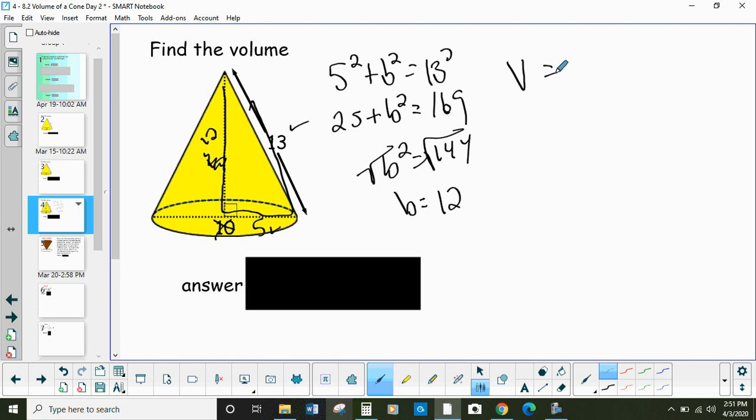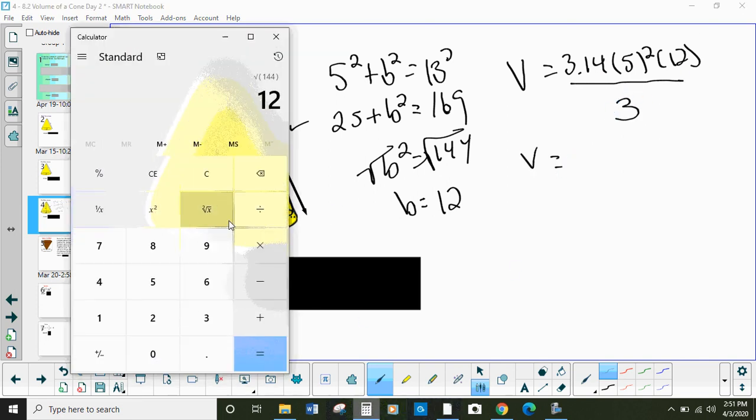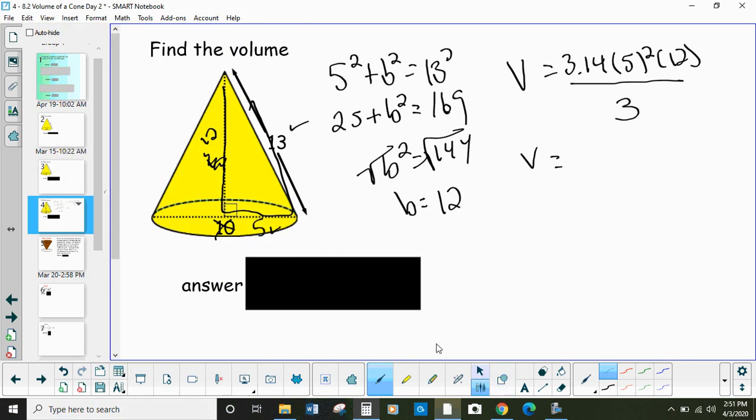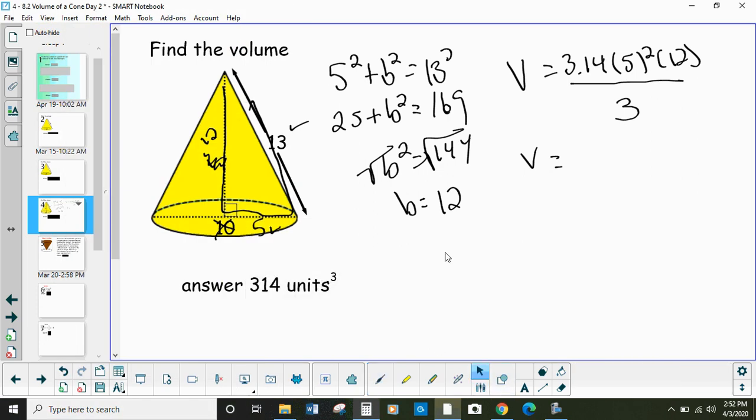Now I can find the volume now that I know the radius and the height of the cone. So I go pi r squared times height, all divided by, don't forget the divided by 3 part. Grab your calculators. Clear out your last problem. 5 times 5 first, then times pi, then times height, then divide by 3, and you should have got a volume of 314 units cubed.